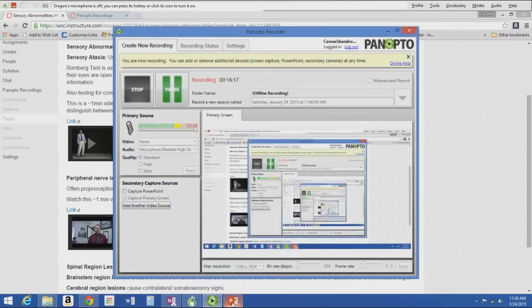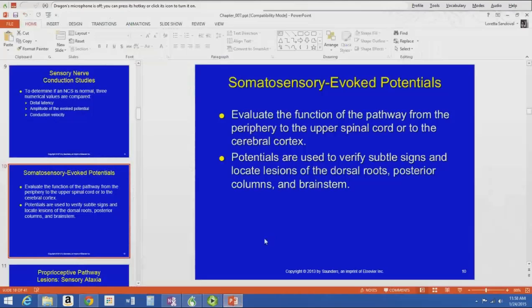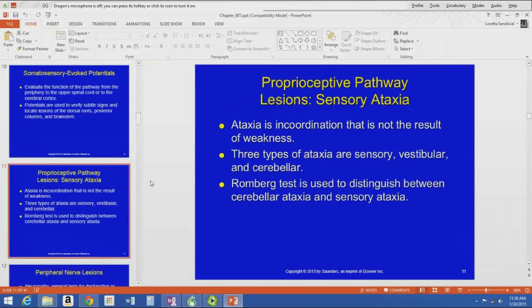So if I can quit spazzing out on the mouse here, we're going to just talk a little bit about sensory ataxia.